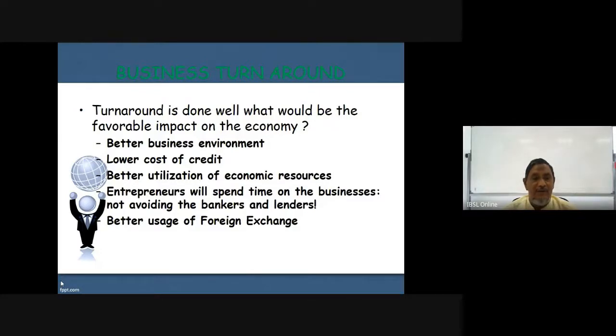Because of the minimum default. If NPA is increasing, the banks' cost of credit is also increasing. Okay, better utilization of economic resources, very scarce resources.